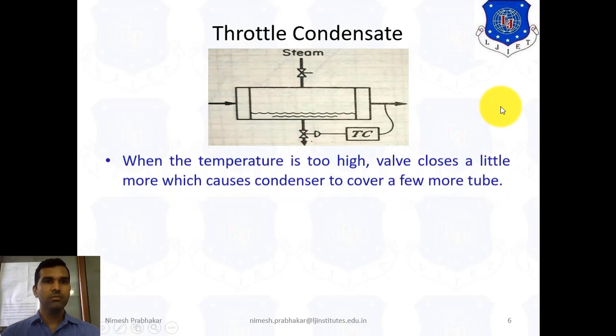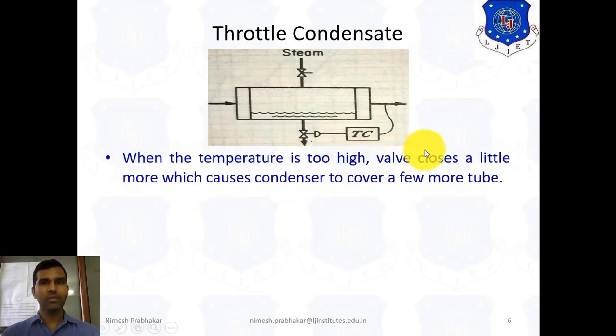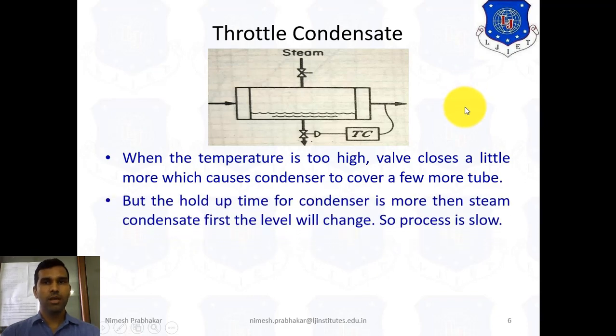So we understand here, when the temperature is too high, the valve is closed a little more, which causes the condensate to cover a few more tubes. That means when the temperature of the fluid is too high, at that time we close this valve. So this liquid covers a larger number of tubes, but due to this, the hold up time for the condenser is more. The steam condenses first and the level will change, so the process is slow.